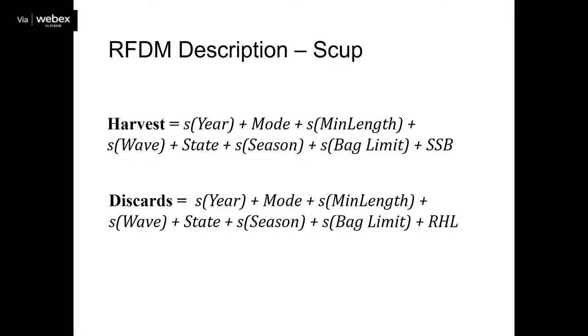This is an example of the specific variables that are going into the model for Scup. You can also see that this model is modeling harvest and discards separately. And you can see that the variables that are going in there vary slightly. And again, that was based on decisions about which combinations seem to best fit the data. Next slide.